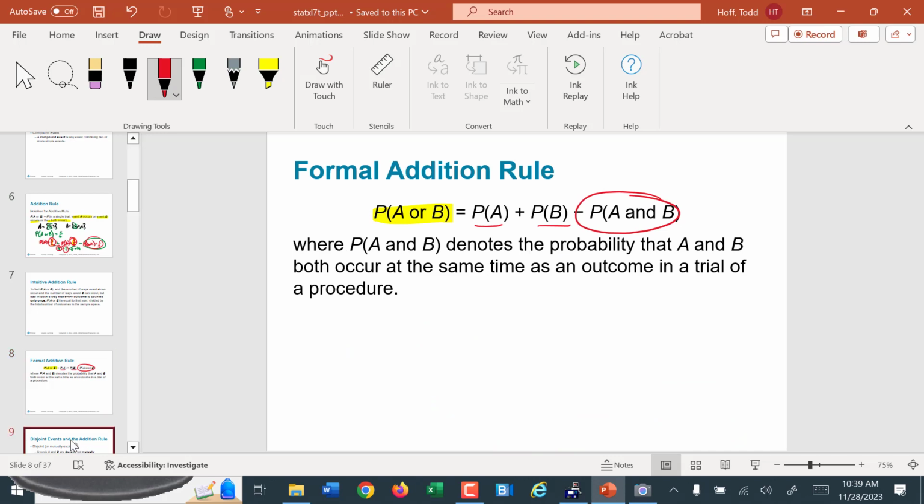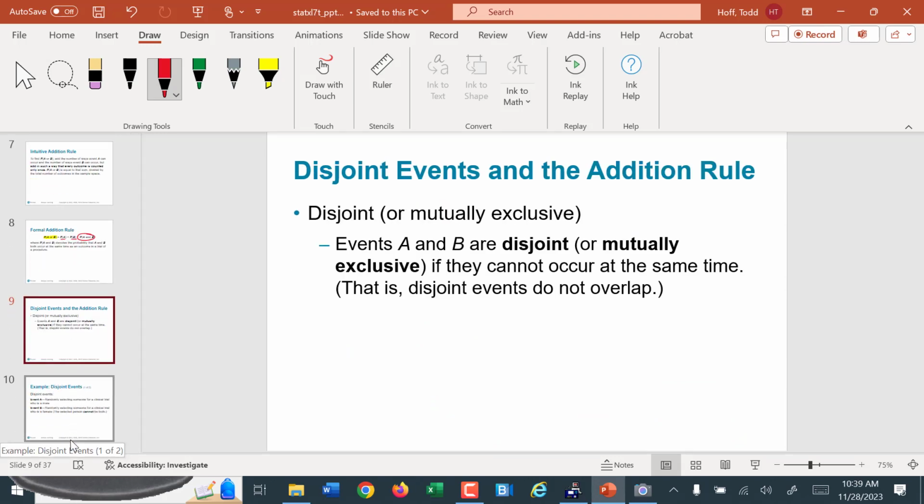So, disjoint events. Most textbooks refer to disjoint events as mutually exclusive, which means both of them cannot occur at the same time. Or if we know one has occurred, the other one cannot occur. An example might be rolling the die. If we roll a 3, then we know we can't roll a 5. Those are mutually exclusive or disjoint events.